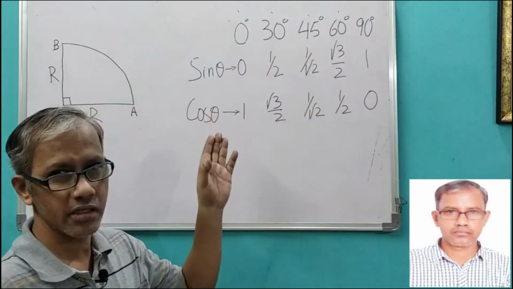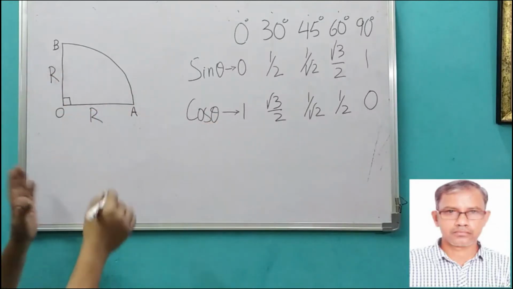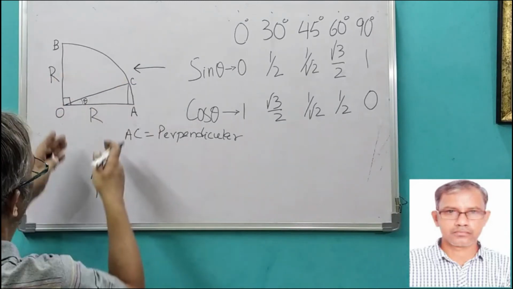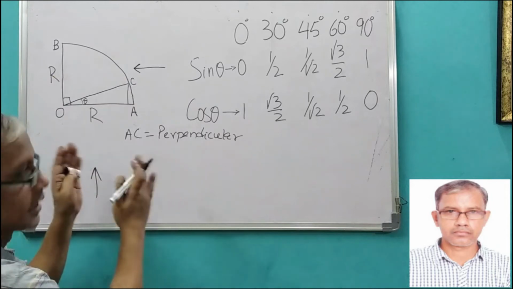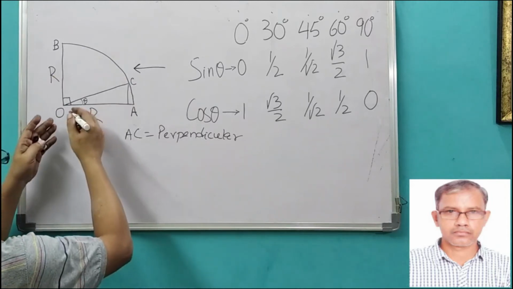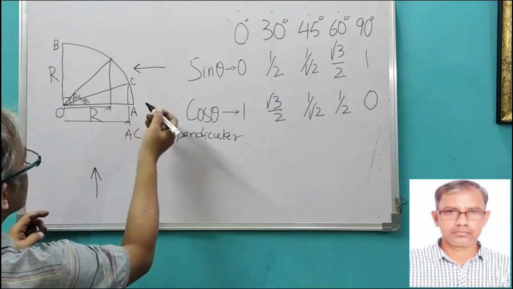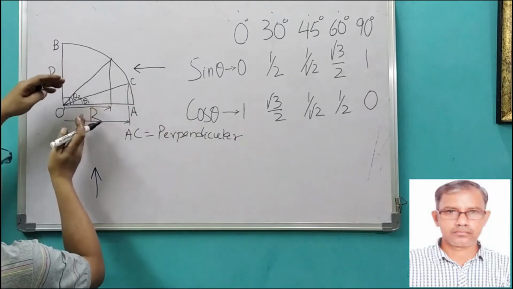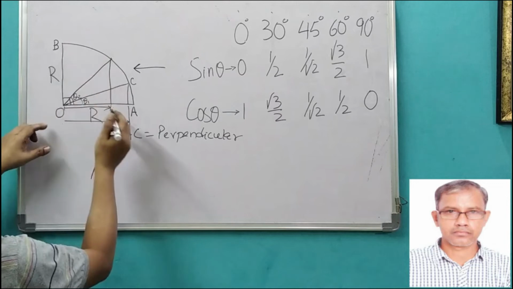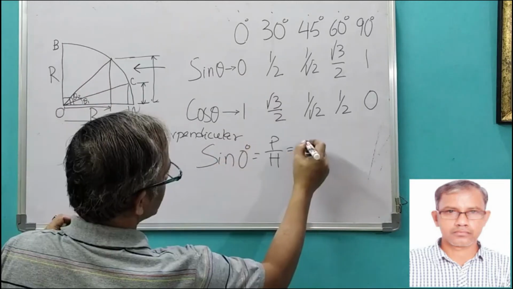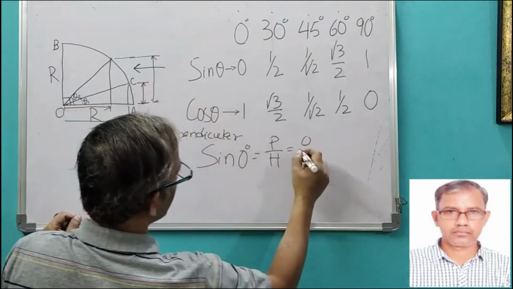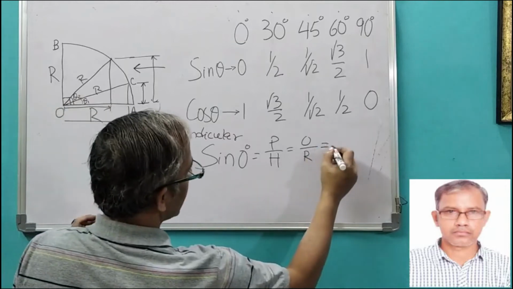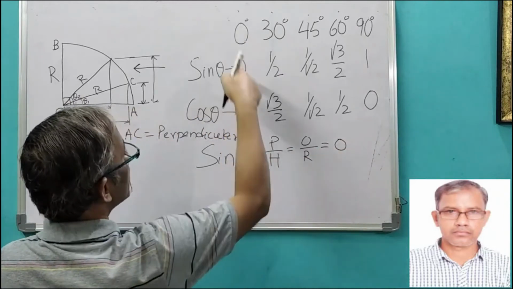Now next is 0 degrees. I have drawn a part of a circle. When the radius has formed a small angle, the end point from this side will be going on decreasing as the angle goes on increasing, and on the other hand the perpendicular is going on increasing as the angle is going on increasing. Sine of 0 degrees: the perpendicular from this side will be 0 and the hypotenuse is r. So 0 by r becomes 0. That is why sin 0 is 0.